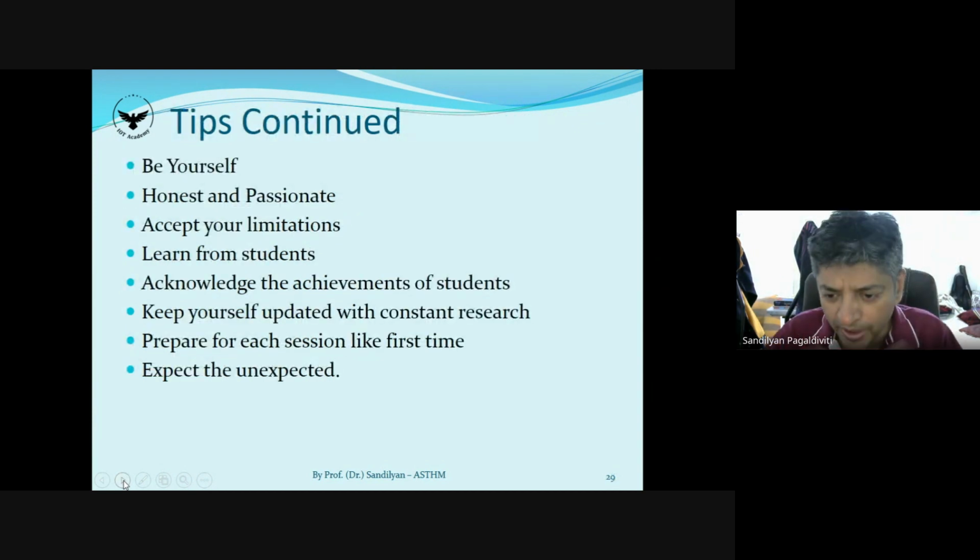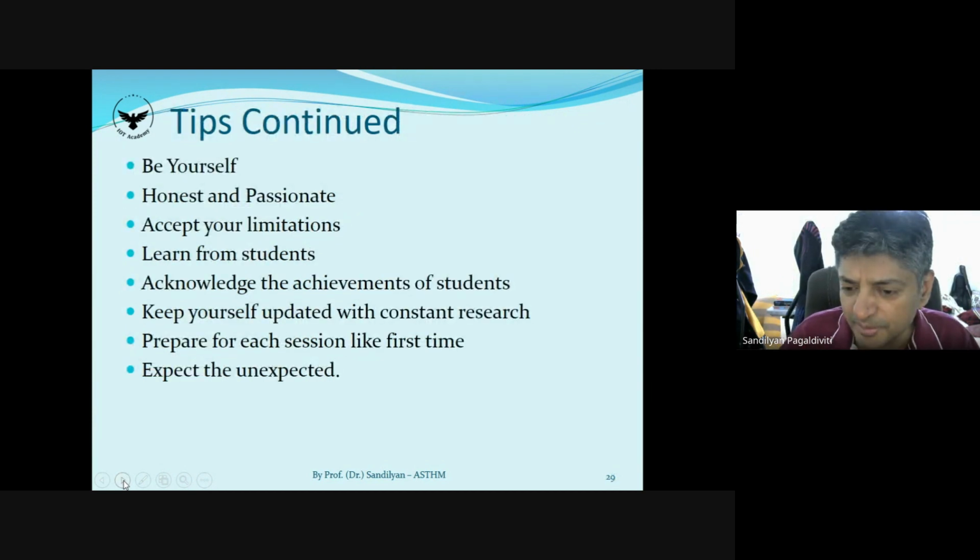be yourself. Don't try to copy somebody. Be honest, be passionate. Accept there will be some limitations. So you accept that. Learn from students. There are students who will be able to teach you a lot of things. Be happy, encourage them. Acknowledge their achievements. If the student is giving you some information, be brave enough to accept and applaud that.